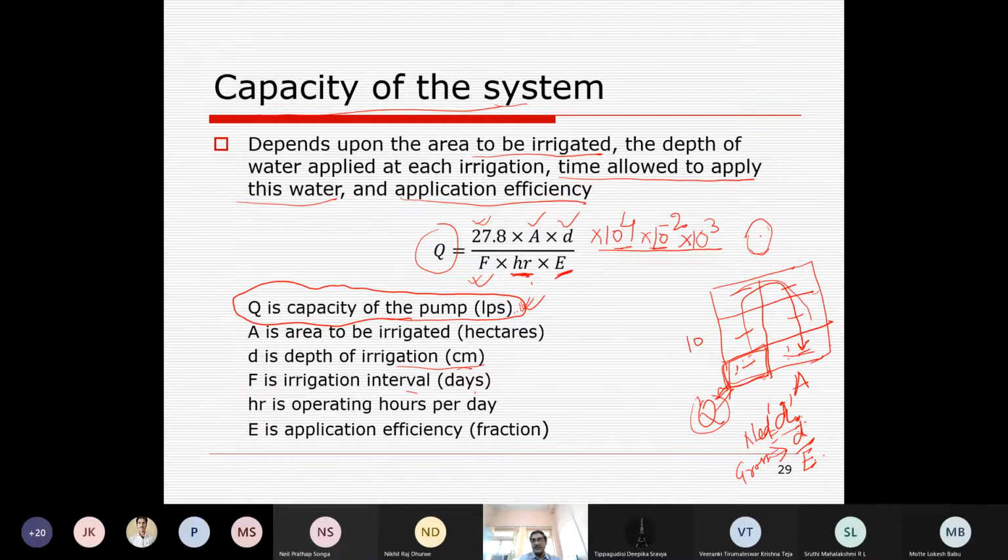Now this is the operation. Suppose HR is the hours of operation. We are trying to find it in seconds, so hours times 3600 seconds, and that 3600 converts hours into seconds. E is simply the efficiency, and F is the irrigation interval in days. So in days it is 24 hours.